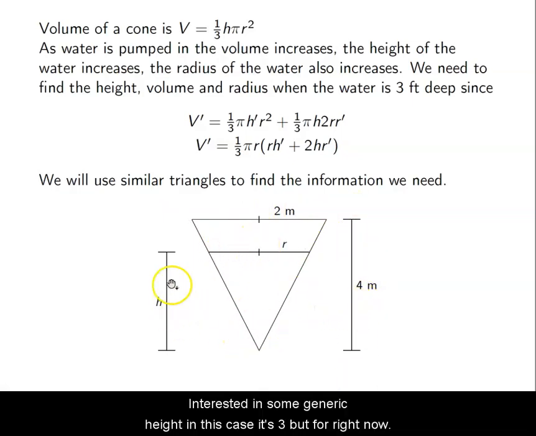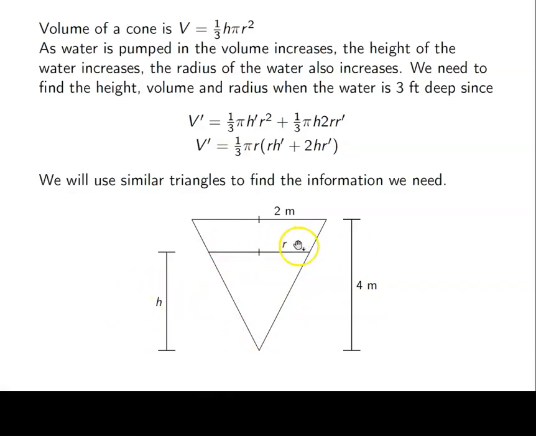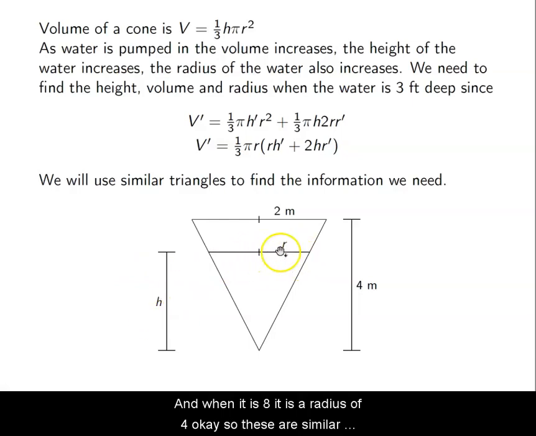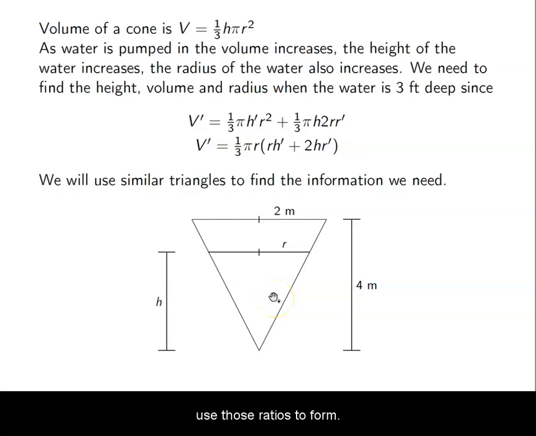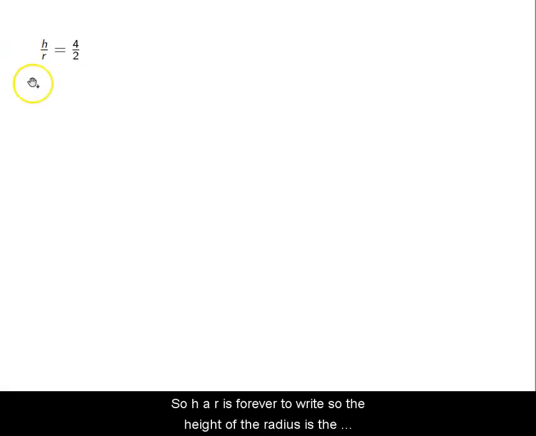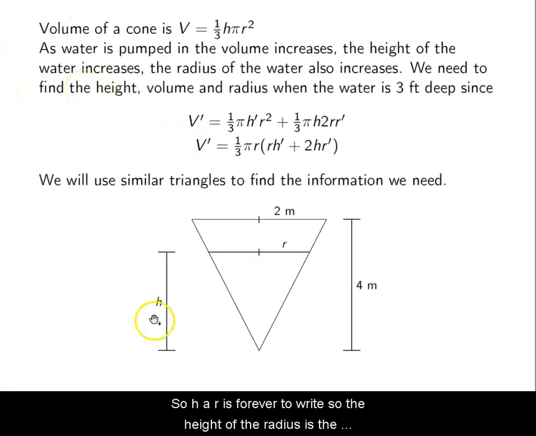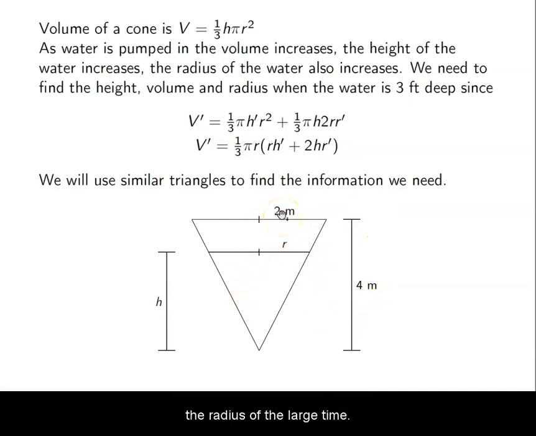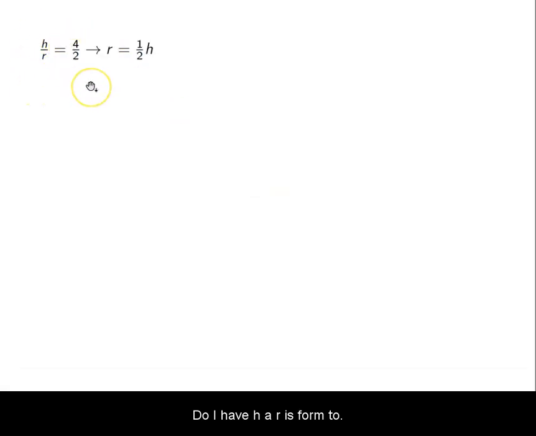I'm interested in some generic height. In this case it's 3, but for right now let's just keep it h. And when it is h, it is a radius of r. So these are similar triangles, so that means any ratio I have for the larger triangle, the smaller triangle has the same ratio. So I can use those ratios to form an equation using similarities. So h over r is 4 over 2, right? So the height over the radius of the small triangle is the same as the height over the radius of the large triangle. So I have h over r is 4 over 2.